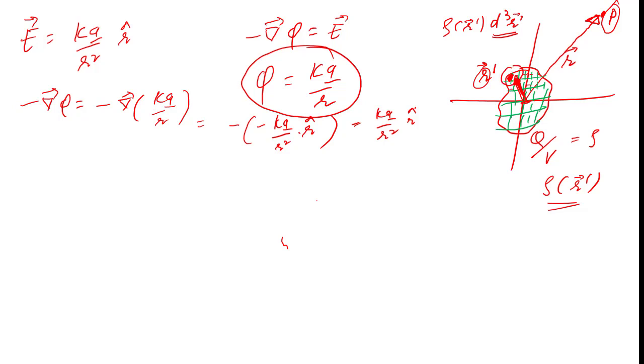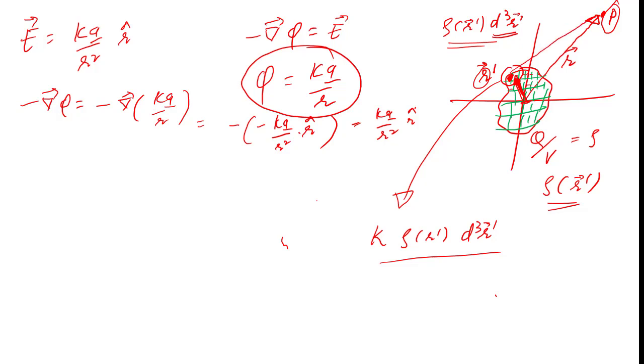Then the potential due to this one tiny cell at point P would be K times the charge, this rho of r prime and the tiny volume element d cube r prime, divided by the distance between the cell and point P. And from simple vectors, you can see that that distance would be r minus r prime. So this is the potential from one cell.